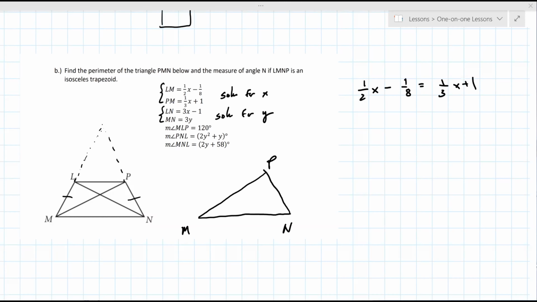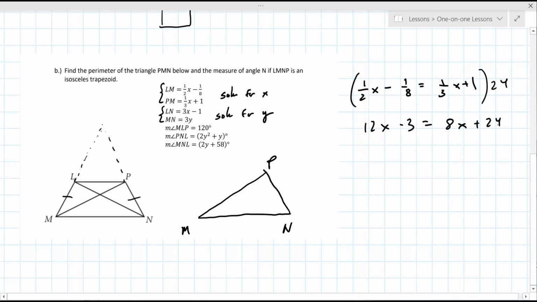Okay, I got my answer. What's the value of x? It's like 54/8, or hold on, let me reduce it. 27/4. I'm gonna multiply everything by 24 here, because that's the best one for 2, 8, and 3. So that gives you 12x minus 3 equals 8x plus 24. If I subtract that, I get 4x equals 27. So x equals 27/4. Yeah, that's what I got.